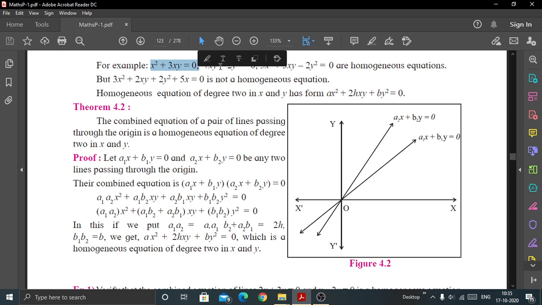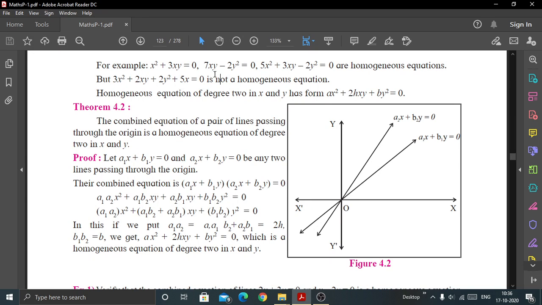First, consider the term x square. I have already explained previously that the degree of the term x square is 2, and the degree of the term plus 3xy is also 2. Means the degree of the first term is 2 and the degree of the second term is also 2, both are same. Therefore, the degree of this x square plus 3xy equal to 0 is 2.